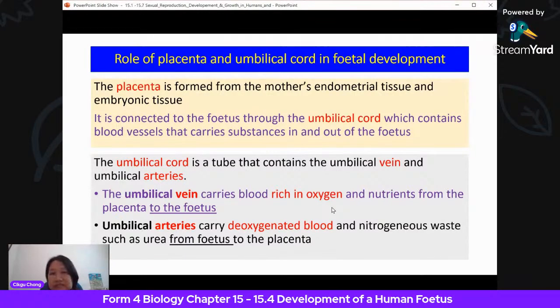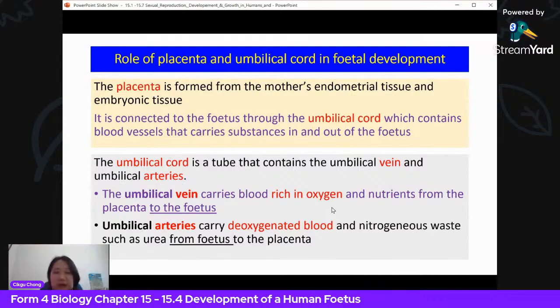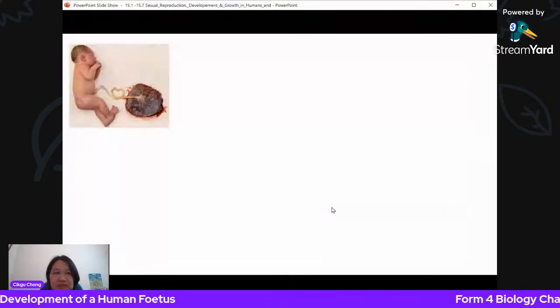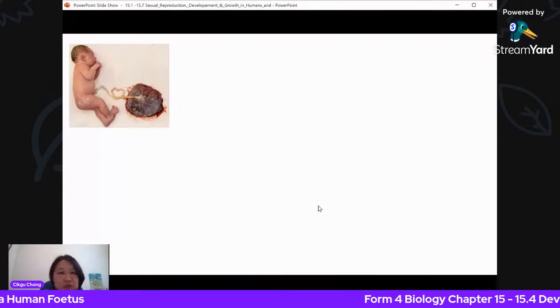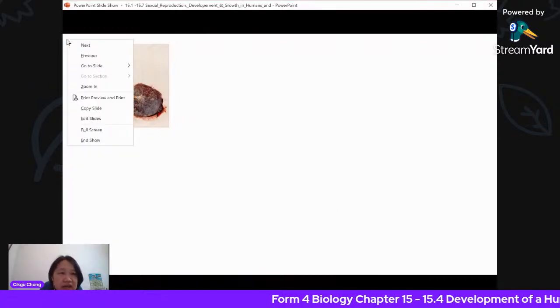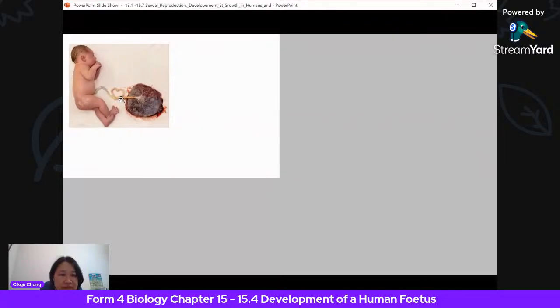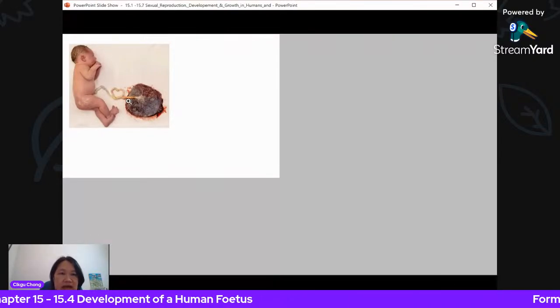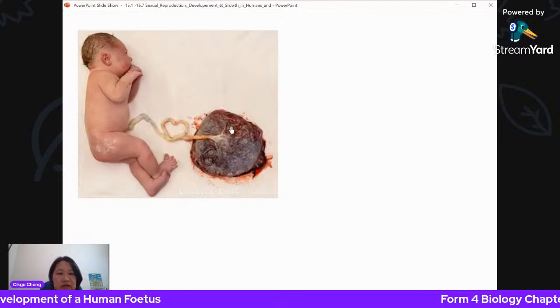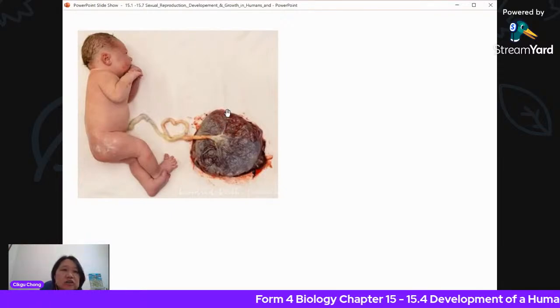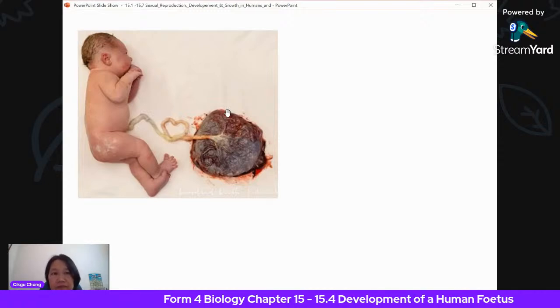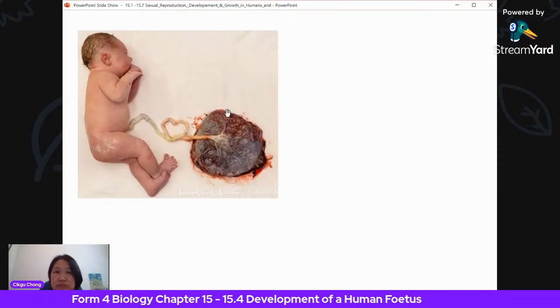All right, so the umbilical vein is rich in oxygen, but the umbilical artery is lacking in oxygen. Now I'm going to show you the actual picture of a baby who has just been delivered. You'll see the placenta has been delivered, entirely pulled out. The doctor has not cut the umbilical cord yet, right? And the placenta has been delivered.